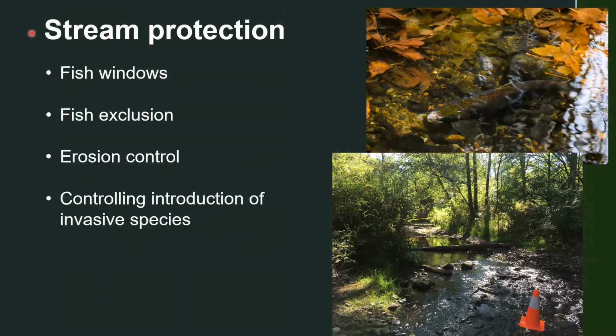So how are we going to protect the stream? The first element, the main element of protection during construction for the stream, is the fish life in the stream. Like I mentioned earlier in the presentation, Coal Creek is home to a number of salmon species as well as other fish, including fish that are federally protected under the Endangered Species Act.